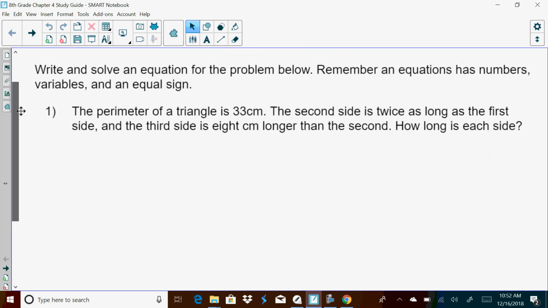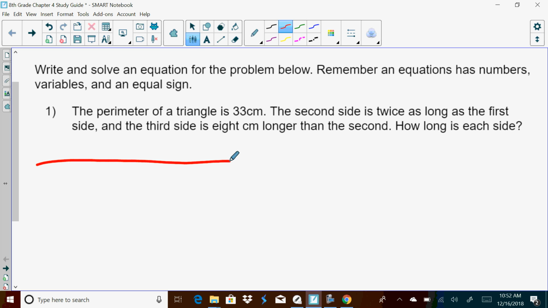So the first problem says the perimeter of a triangle is 33 centimeters. The second side is twice as long as the first side, and the third side is 8 centimeters longer than the second. So if I made like a little table, I could have first, second, third. So the first side is x. Second side is twice as long, so I'd make it 2x. Third side is 8 centimeters longer than the second, so I'd make it 2x plus 8.